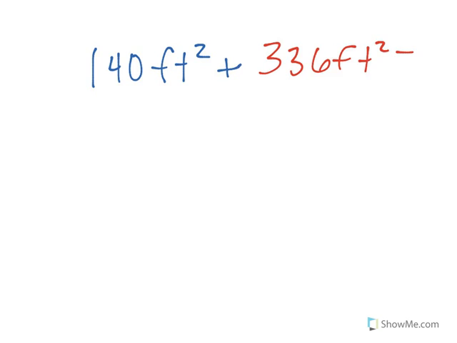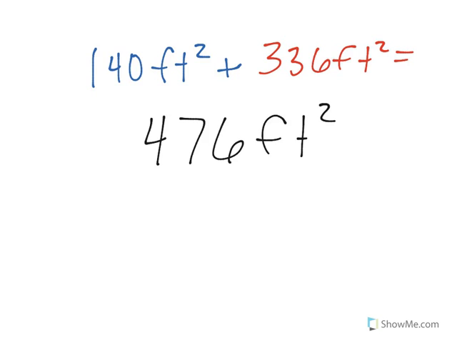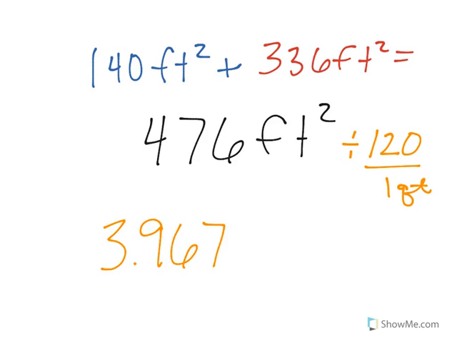Okay, so let's go back to, I've got 140 square feet for the ceiling plus 336 square feet for the walls. So my total square feet that I'm going to be painting is 476 square feet. Well, if I'm going to use 120 square feet per quart, I'm going to take this answer and divide by 120 because this means 1 quart of paint. So when I divide 476 by 120, I get something like 3.967. And that's how many quarts I'm going to need.